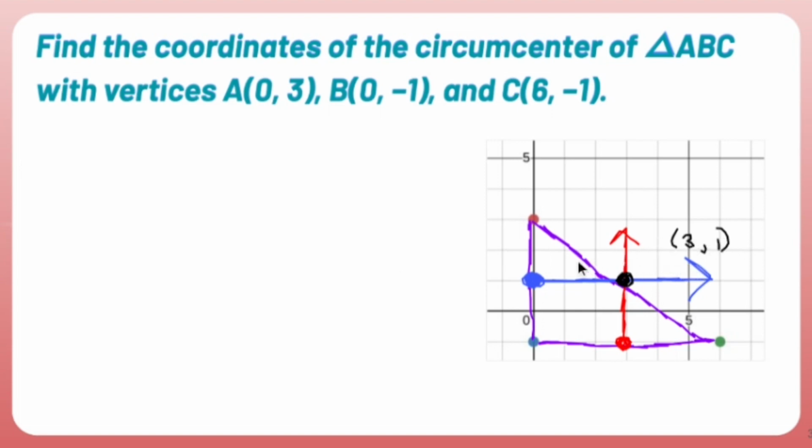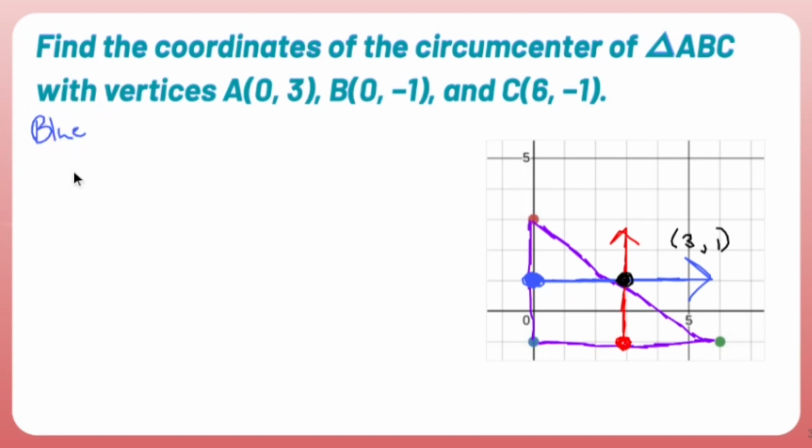What I need to do is find the equation for this blue line right here, and find the equation for this red line right here. Find out where those two lines intersect. It'll be 3, 1, and when I'm done, I'm done. So let's go through the motions, okay? Blue.